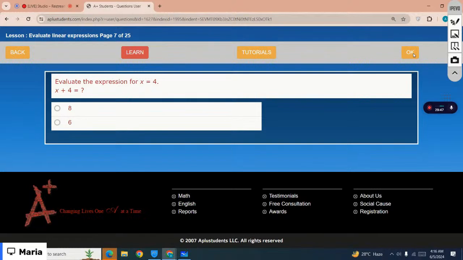Evaluate the expression for x equals 4. The expression is x plus 4. So which is the correct option? Very good. You have to add 4 plus 4 is 8. The correct option is 8. Option number 1 is the correct option.